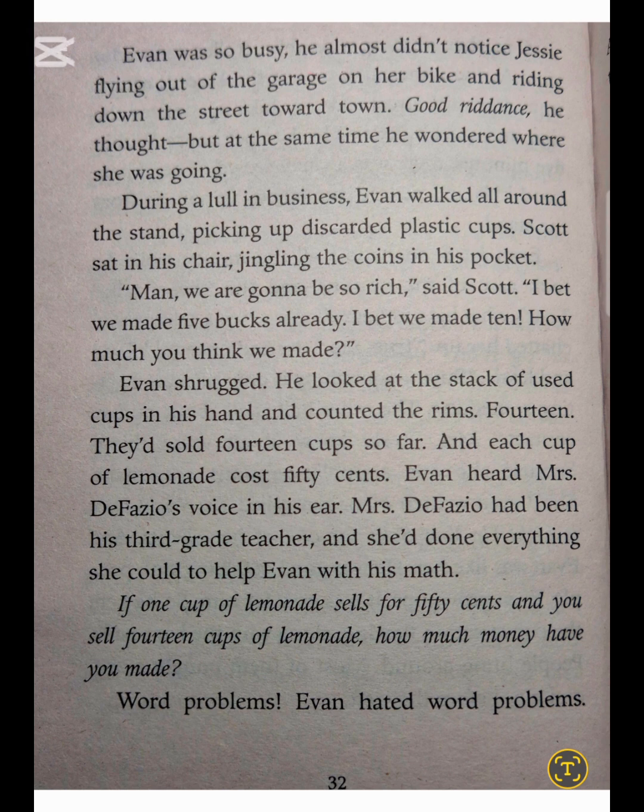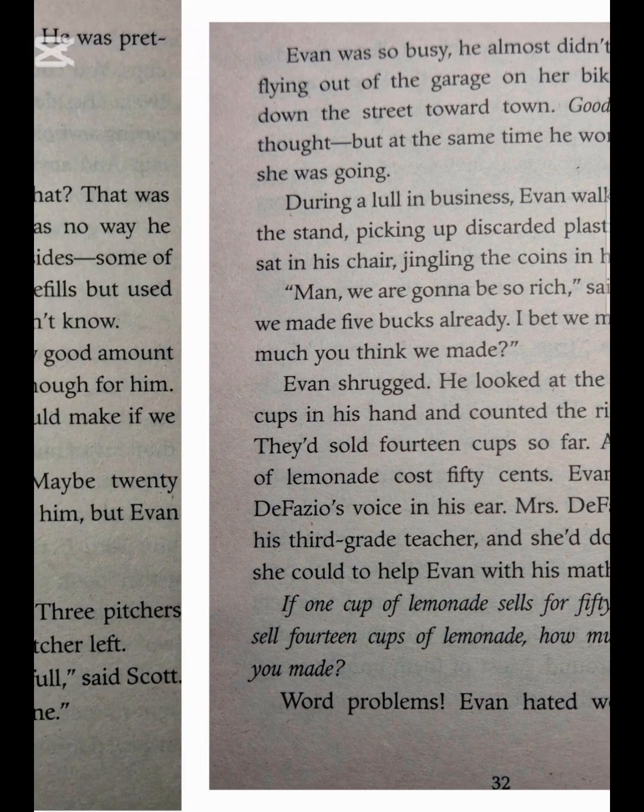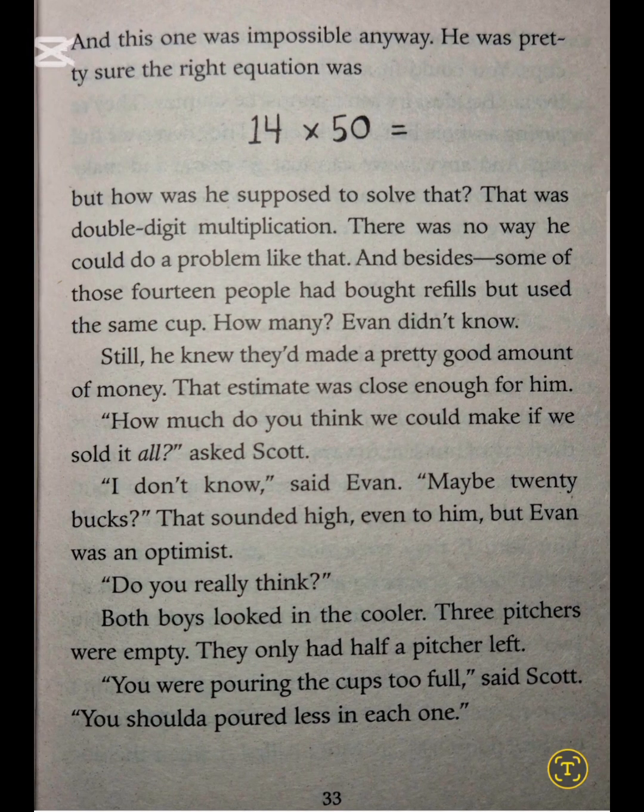Evan heard Mrs. DeFanzo's voice in his ear. Mrs. DeFanzo had been his third-grade teacher, and she'd done everything she could to help Evan with his math. "If 1 cup of lemonade sells for 50 cents and you sell 14 cups of lemonade, how much money have you made?" Word problems. Evan hated word problems. And this one was impossible anyway.